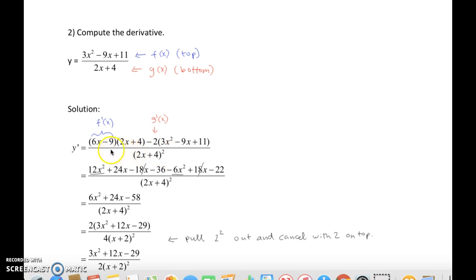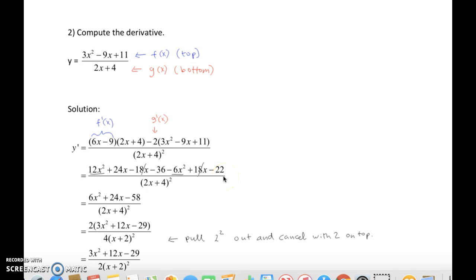So when we go ahead and distribute the first piece, our f of x prime and our g of x, or derivative of f of x times g of x, we have to FOIL that. And we're going to end up with 12x squared plus 24x minus 18x minus 36. And then we're going to go ahead and distribute the 2 through the trinomial. So our g prime of x times our f of x. You're going to end up with negative 6x squared plus 18x minus 22.